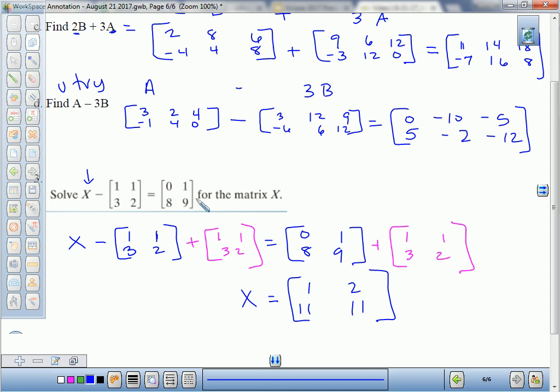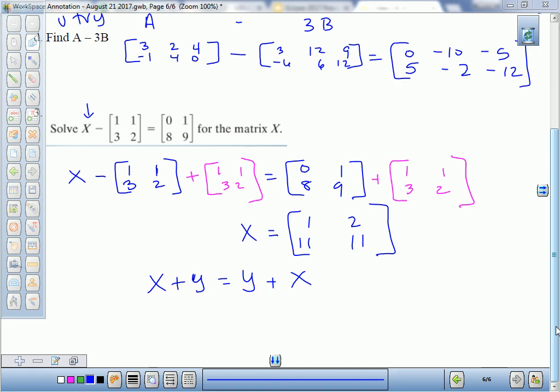Is matrix addition commutative? Yes. I don't know what commutative is. So what's commutative? If I were to do matrix X plus matrix Y, is that the same as matrix Y plus matrix X? Yes. Matrix addition is commutative.